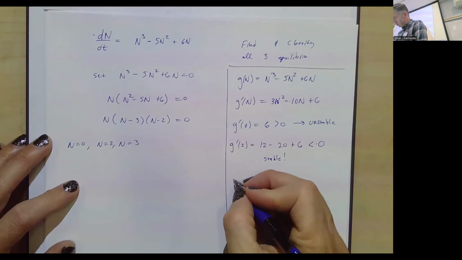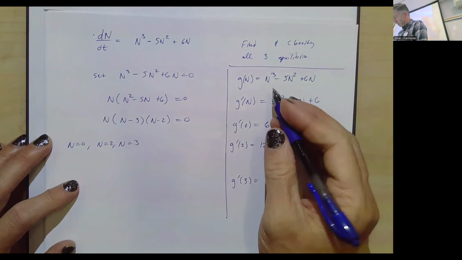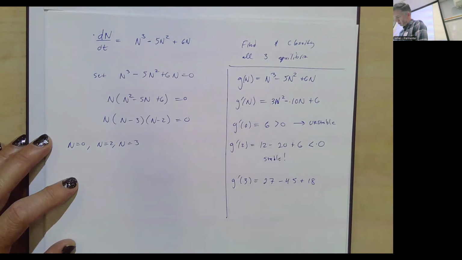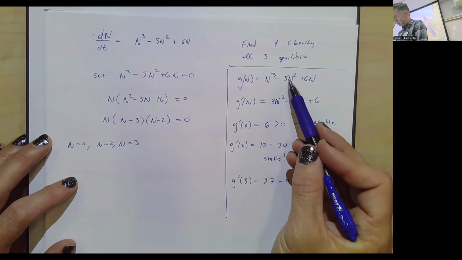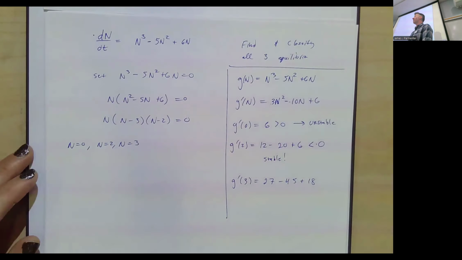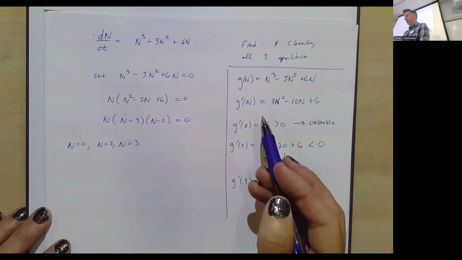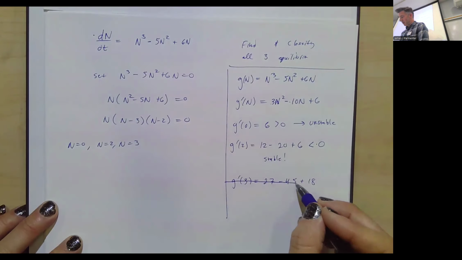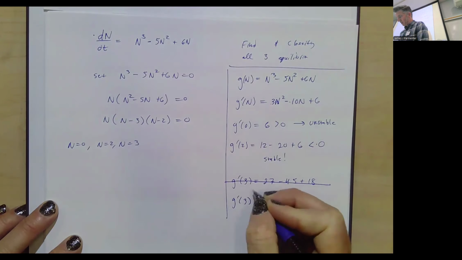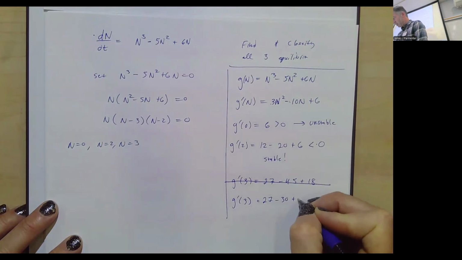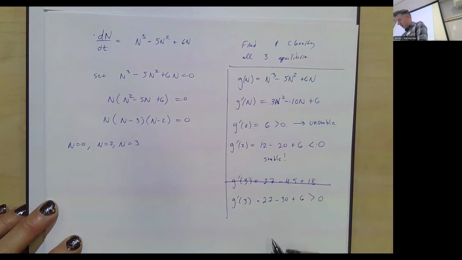Finally, g prime of 3 is going to be 27 minus 5 times 9 is 45 plus 18. That doesn't look right. I plugged it into the wrong thing. I was really worried I was going to get 0 there, which I definitely shouldn't be getting. So I just found g of 3. I should be plugging it into the other thing, not g of 3, g prime of 3. That's going to be 3 times 3 squared, which is 27. But then 3 times 10 is 30 and 6, and that's going to be slightly positive. So unstable.